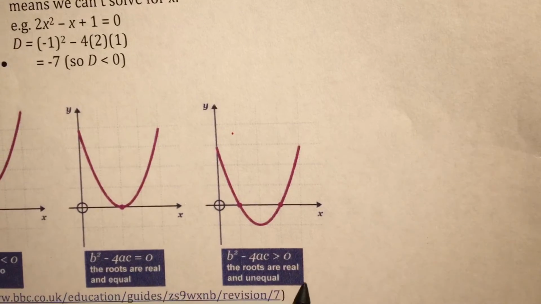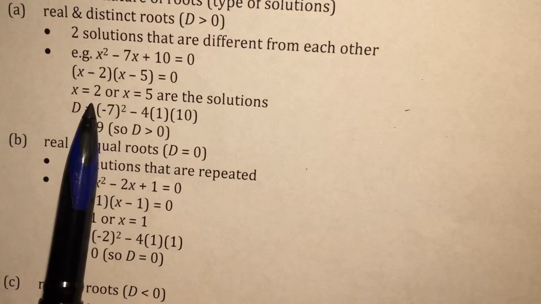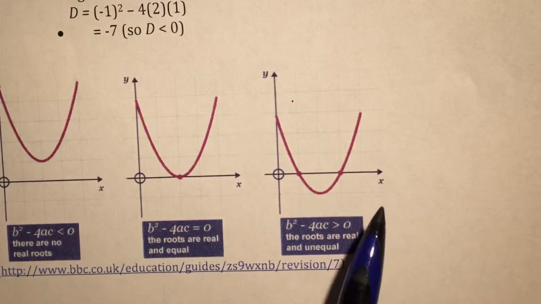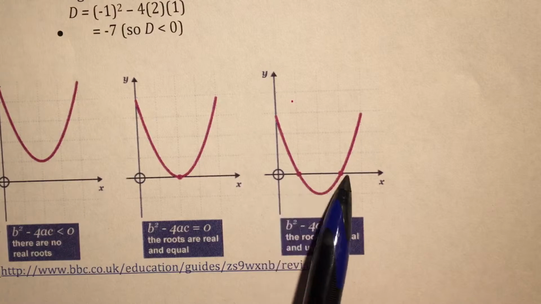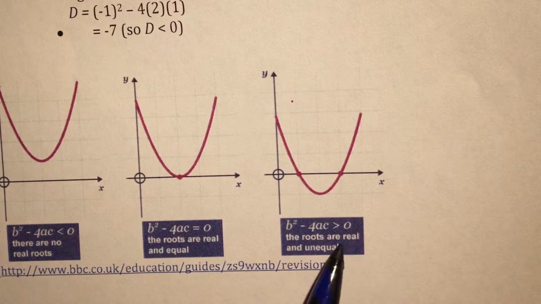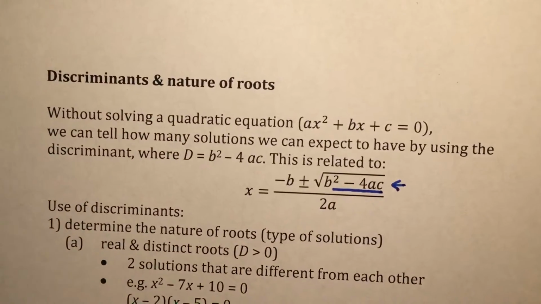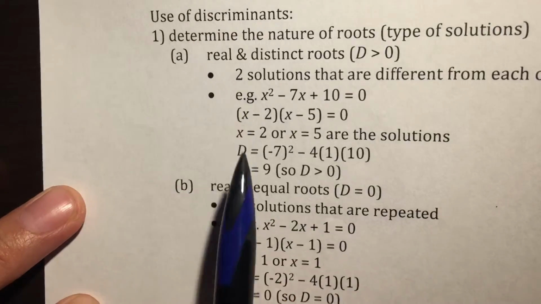And of course, we have the third case, like the one we had earlier on. So x could have been 2 or x could have been 5. So when we have a positive discriminant, we have a case of two roots, and they are different from each other. Okay, so this is where the roots are real and unequal, or real and distinct. Now, this is just to tell us about the nature of the roots, so what kind of roots that we have. So basically, again, there are 3 different types.